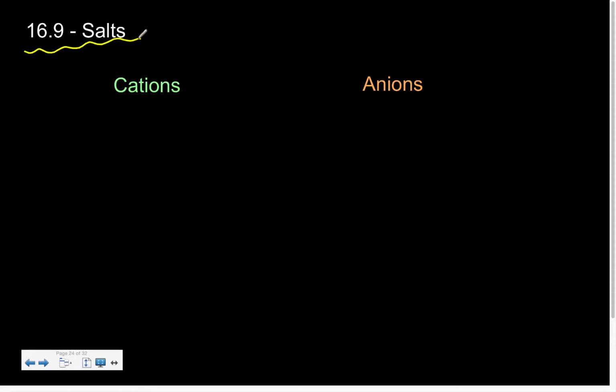AP Chemistry, and welcome to section 16.9 covering salts, where we take the entire discussion we've had all chapter about conjugate pairs, weak acids, and weak bases, and turn it into a very thoughtful analysis of salts. What do we mean by salts? We mean an ionic compound. So let's talk about a couple of basics first.